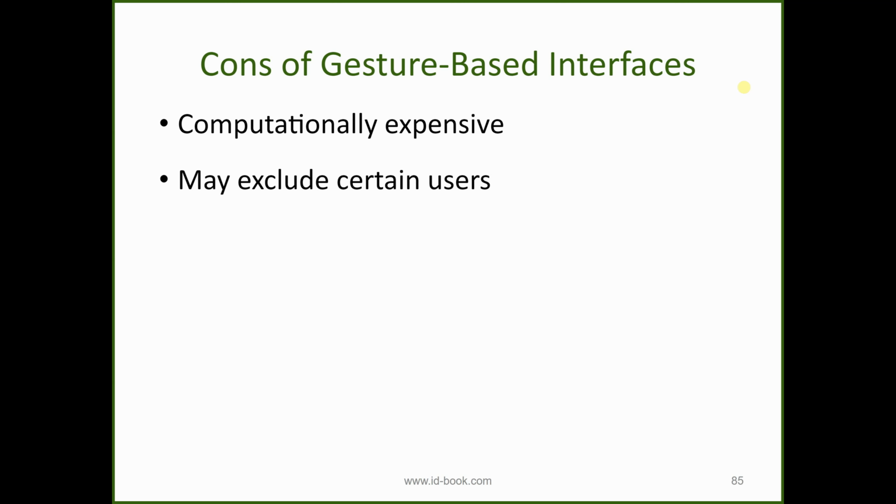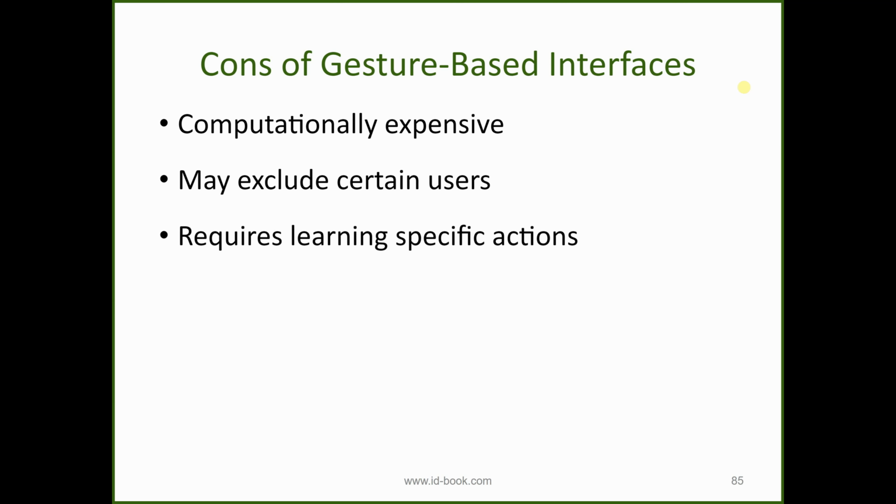And while they can include a lot of users, they may also exclude certain users. So, for example, people with a prosthetic hand might not be able to make certain gestures. So gesture-based interfaces won't work for them.